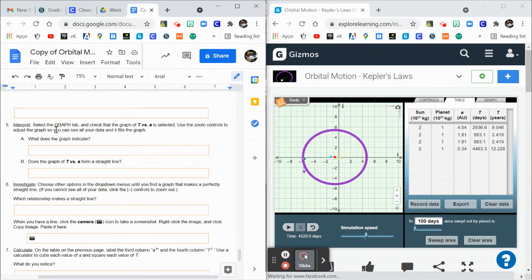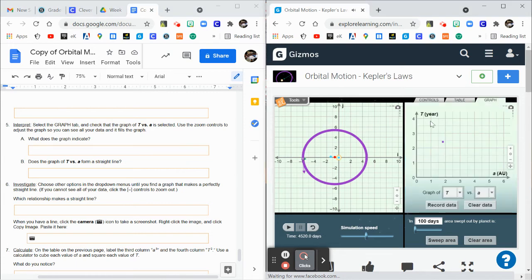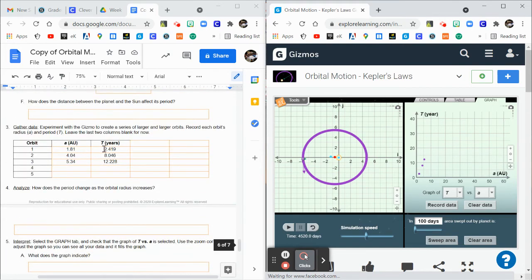Interpret. Select the graph tab and check that the graph of t versus a is selected. Use the zoom controls to adjust the graph so you can see all your data, and it fills the graph. So let's click on graph, and t versus a. And there you go. There's my three points, right? You should be able to see 5 points.